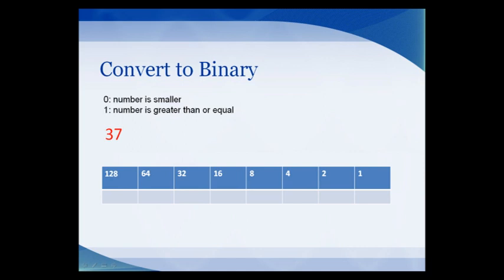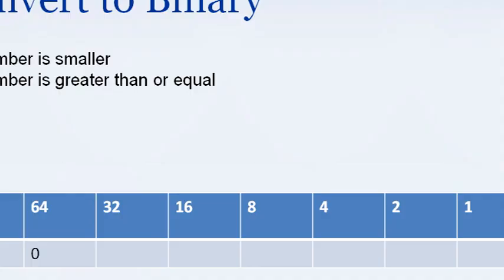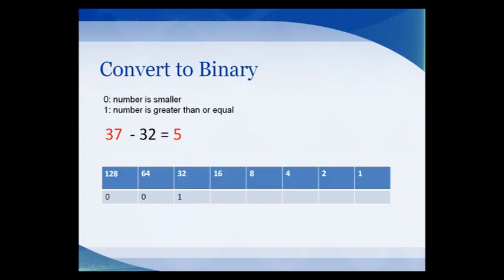Compare the number 37 to the first place value of 128. Okay, it's smaller. All we have to do is put a 0. Check the next number, 64. 37 is still smaller than 64, so put a 0. Now check 32, larger. Okay, we put a 1, and we're going to subtract out 32 from our number, and we're left with 5.